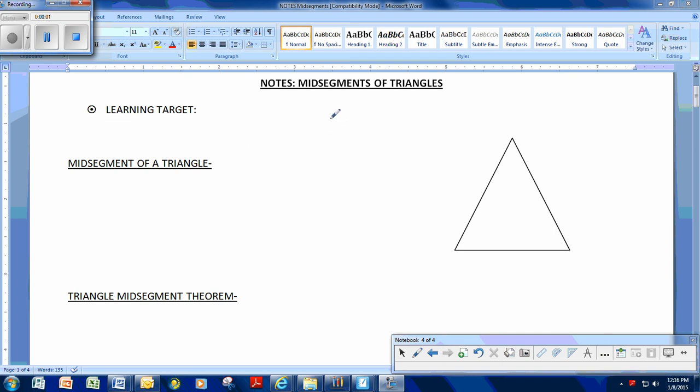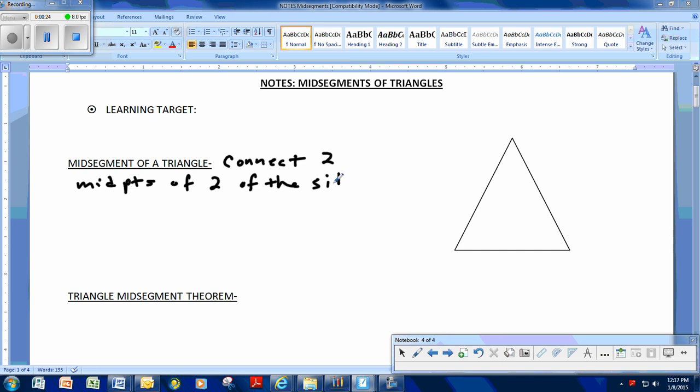Okay, in today's lesson we're going to talk about midsegments of triangles. So what is a midsegment? A midsegment of a triangle is when you connect two midpoints of two of the sides of a triangle.